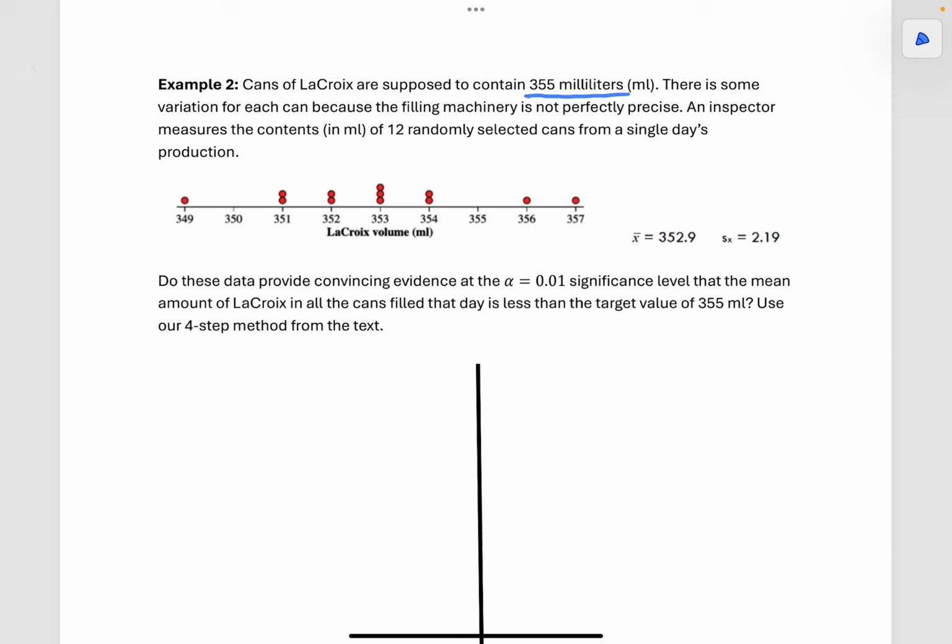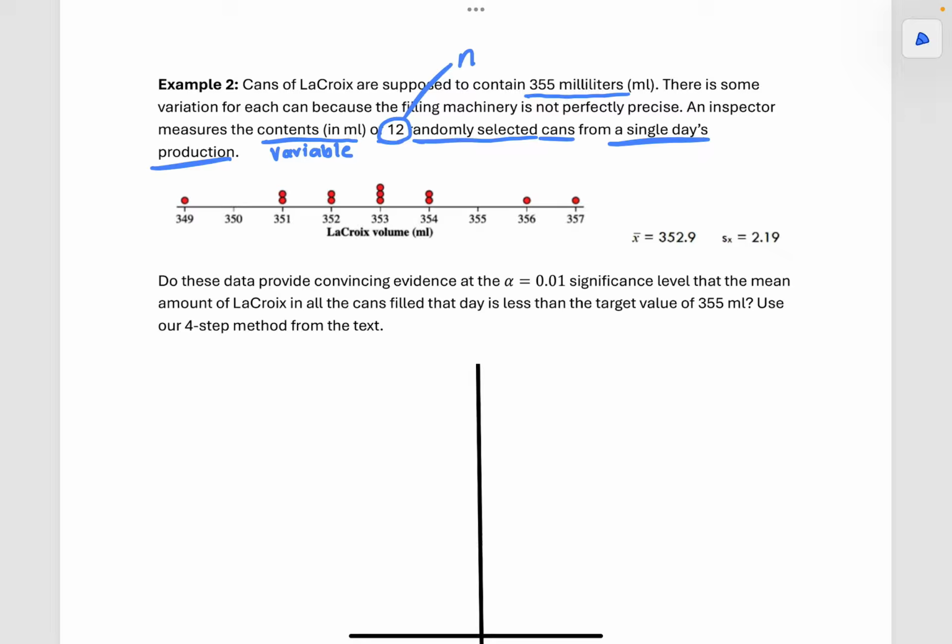An inspector measures the contents in milliliters of 12 randomly selected cans from a single day's production. So the 12 are the randomly selected cans, and the inspector is going to measure the contents in milliliters. That's our variable, the content in milliliters, and that looks like a numerical variable. The 12 is going to be our number of observations, and that's going to be lowercase n since it's from a sample.